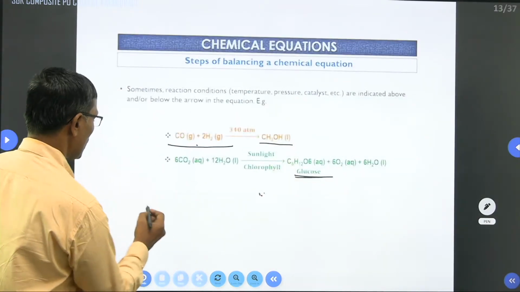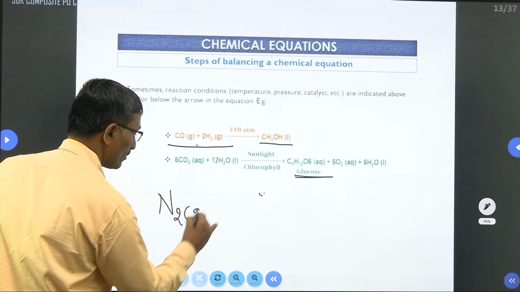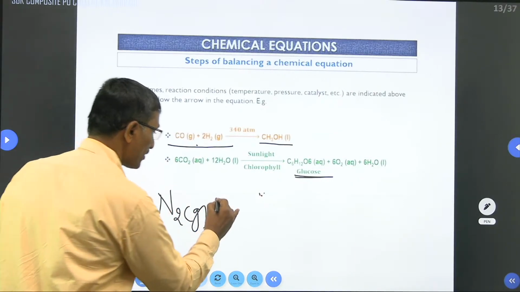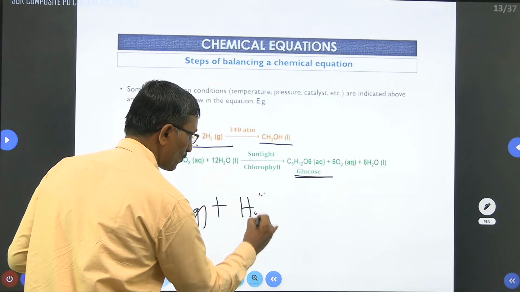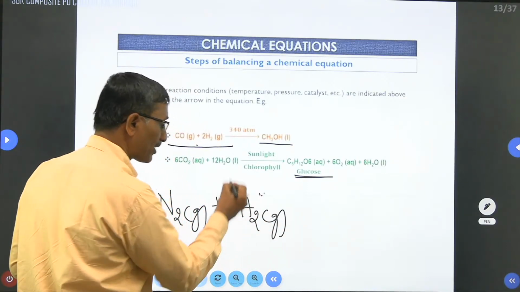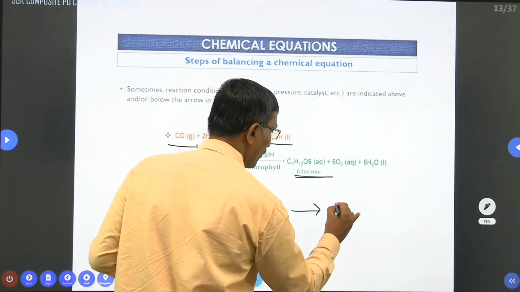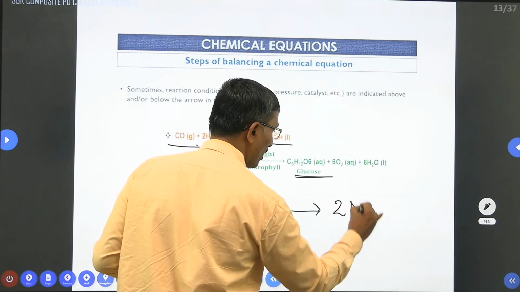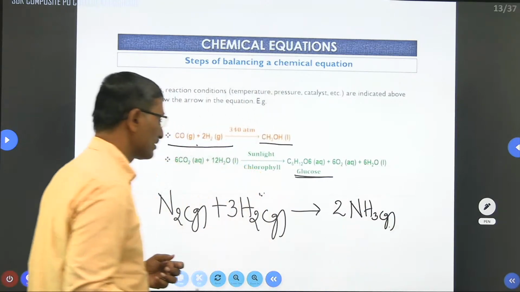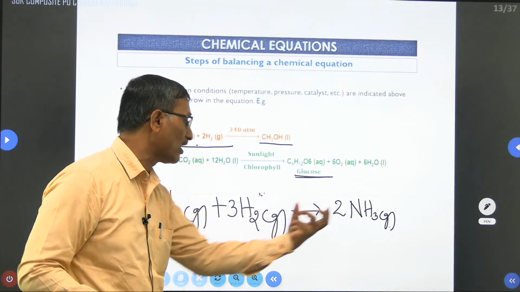Apart from that, you can see one more reaction we can go through before discussing this one. If I take N2, it is in a gaseous form, plus H2, again in a gaseous form. Now I am writing 3H2. It gives the formation of ammonia. This is the reaction, the manufacturing of ammonia.